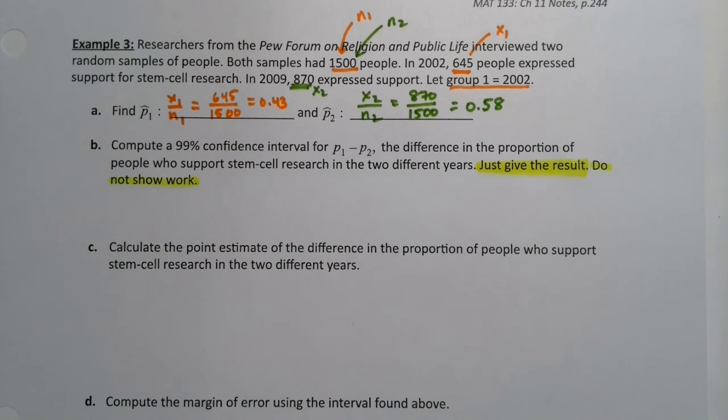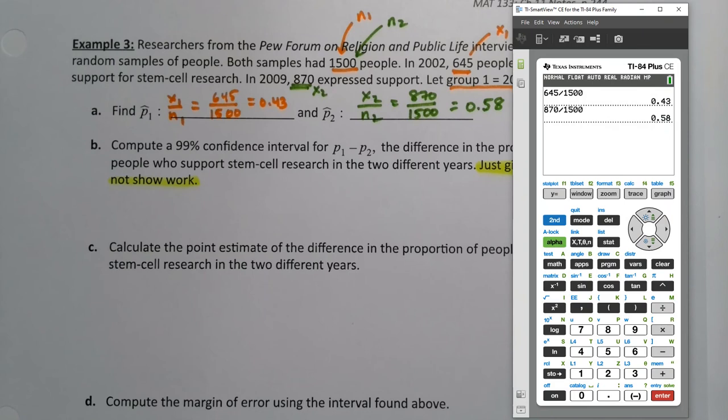That's all. So now in the calculator, you go to stat, you go to tests, and you're looking for 2-PropZInt, which is actually kind of closer to the bottom. It's letter B right there, 2-PropZInt. So I'm going to grab that, and I would just type in these numbers: 645, 1500, 870, 1500. And then I want to make this 99.